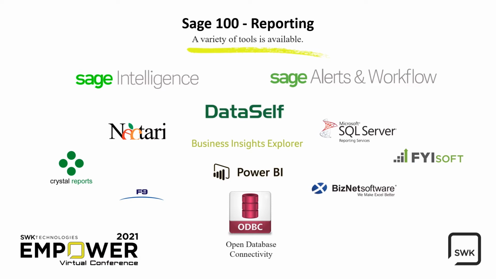Then there are tools for complex financial reporting like FYIsoft and Nectari. And on top of that, Sage offers ODBC connections that let you hook directly into the Sage database. So you could use Excel to hook directly into Sage, and any other software that is able to read ODBC databases. And then last but not least, we have our Excel-based reporting solutions like F9 or BizNet and Sage Intelligence. And Sage Intelligence is the tool that we want to dive a little deeper into now.